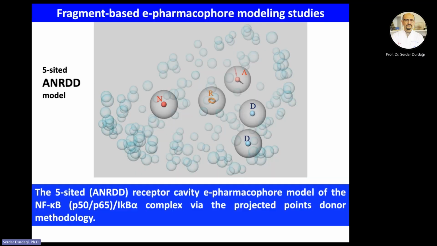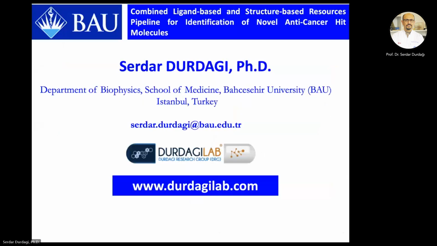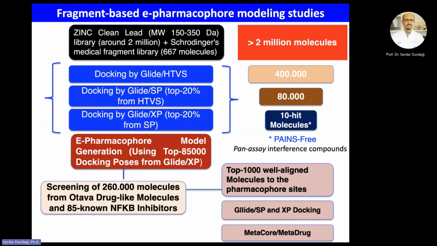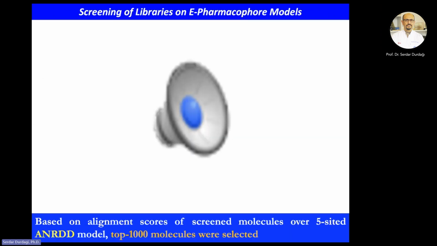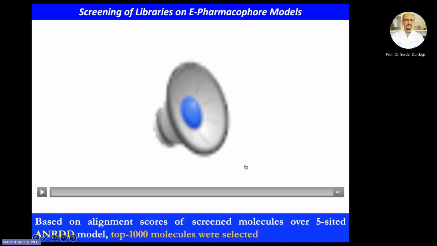So this is the five-sited receptor cavity ePharmacophore model. This is the binding pocket. And in this binding pocket, when we ran the fragment library, I mean, there are 200 million molecules, we received a five-sited AADDR model. So A is hydrogen bond acceptor, so this one is acceptor. This one is ring. This one is neutral, sorry, negative. This one is donor, and this one is donor. So it is like this. I'm not sure if this will work.